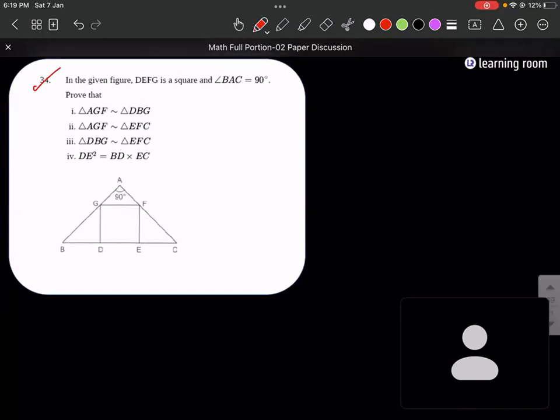So 34th. In the given figure, DEFG is a square and angle BAC is equal to 90 degree. Prove that triangle AGF is similar to triangle DBG. How to do this? Guys, I need some discussion.